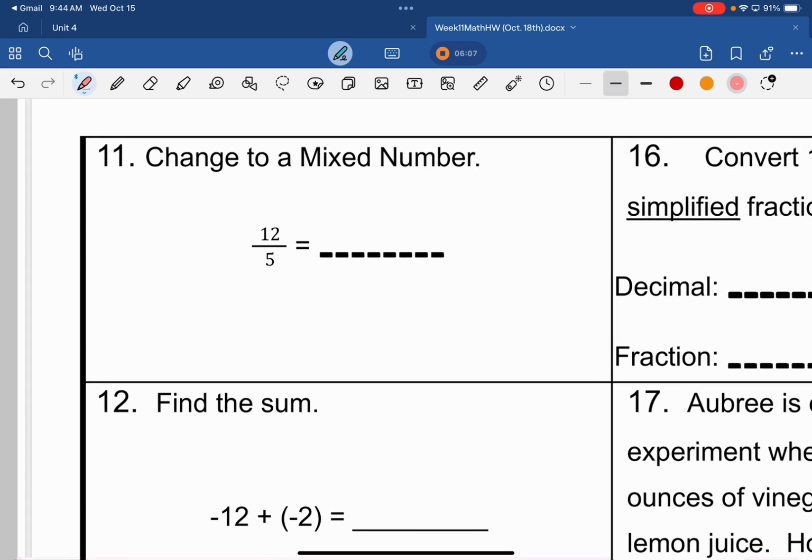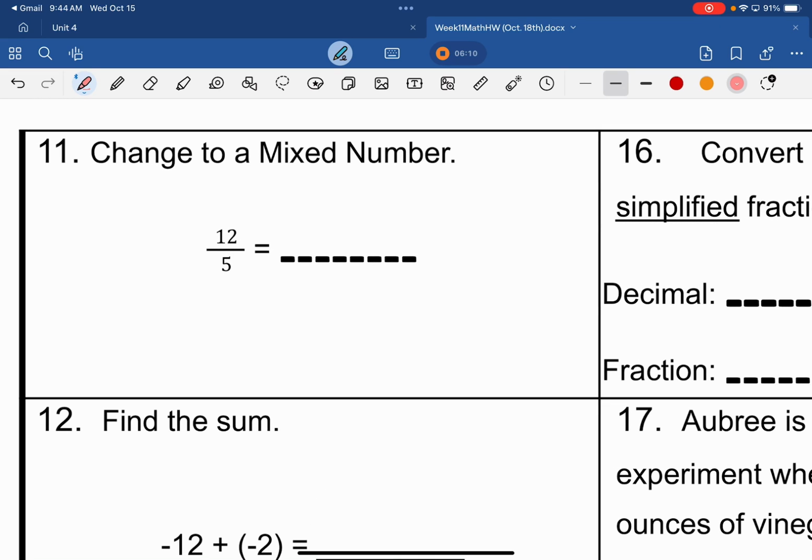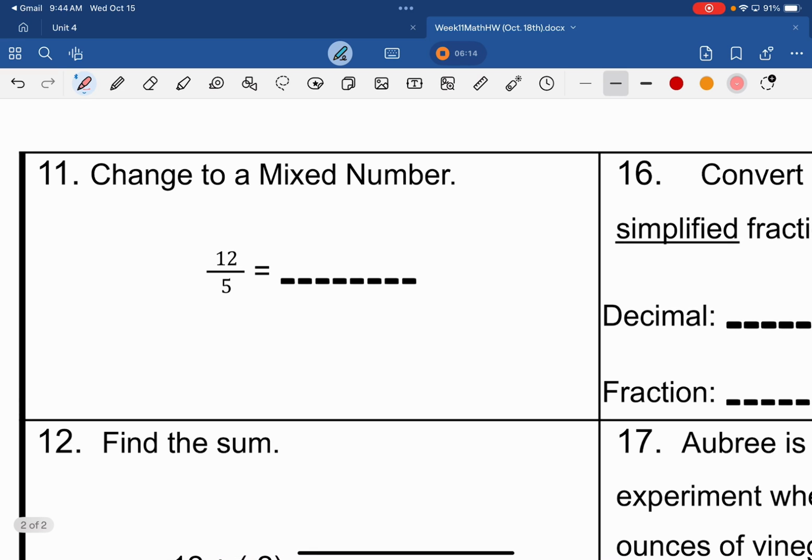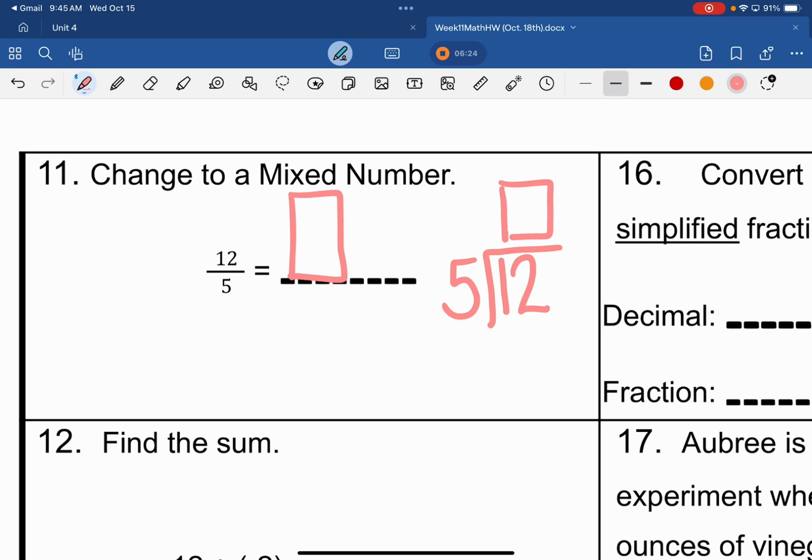Okay, change this to a mixed number. If you're in my intervention class and you did the boom cards this week in the folder, this should be easy. Take the 12, put it inside the division house, divide by the 5. That gets you your whole number. Your denominator stays the same, so it's going to be a 5, and whatever your remainder is, if you have one, that's the number that goes above.